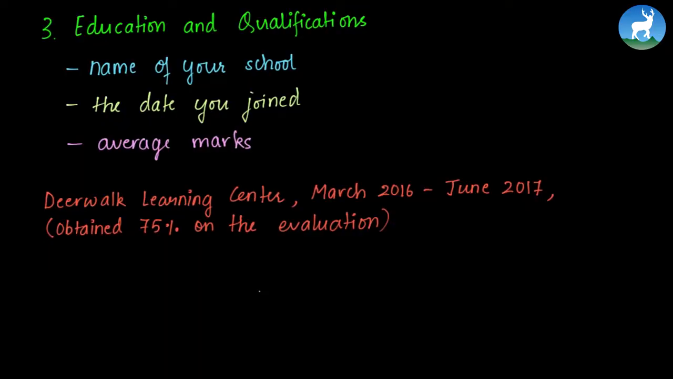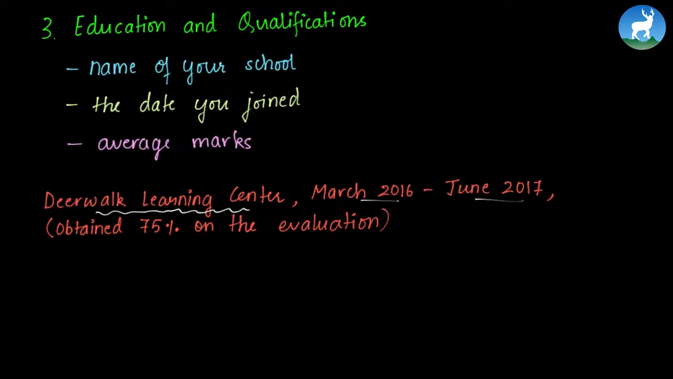So this is an example. Here you're stating the name of your school. That's, for example, Deerwalk Learning Center. And then the date you joined. So you joined from March 2016 to June 2017. And your average marks. So you obtained 75% on the evaluation.